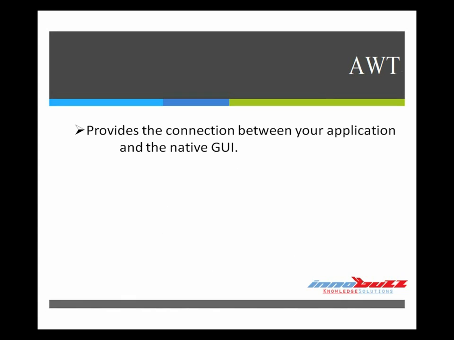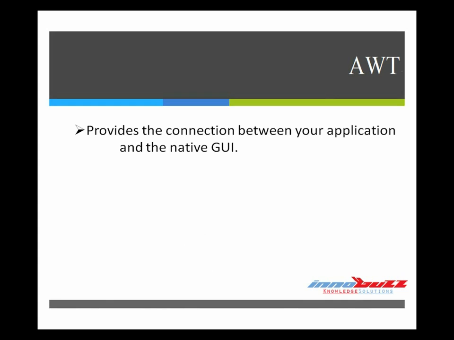Let's talk about the AWT now. The Java programming language provides a class library, which is called the Abstract Window Toolkit. This contains a number of common graphical widgets. This is a portable GUI library for standalone applications and applets. The Abstract Window Toolkit provides the connection between your application and the native GUI.